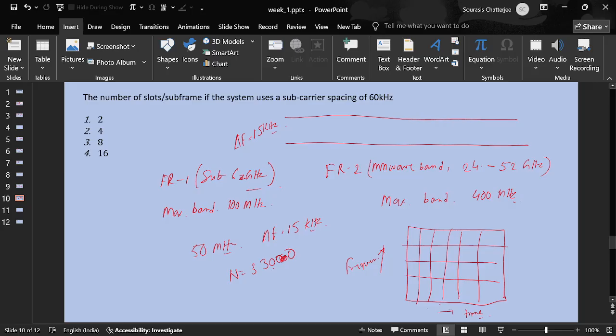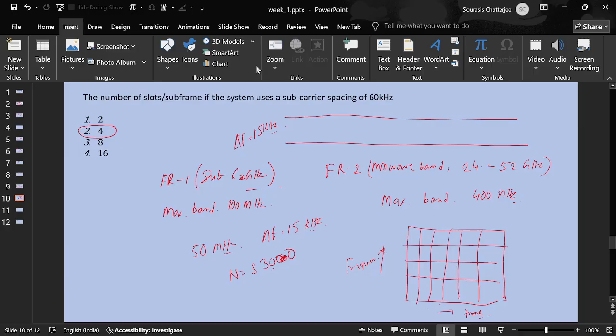But that's the theoretical thing. In most practical systems you will see not more than 40 to 50 users being scheduled at max. Okay, so for this one the answer is 4000, as you mentioned.